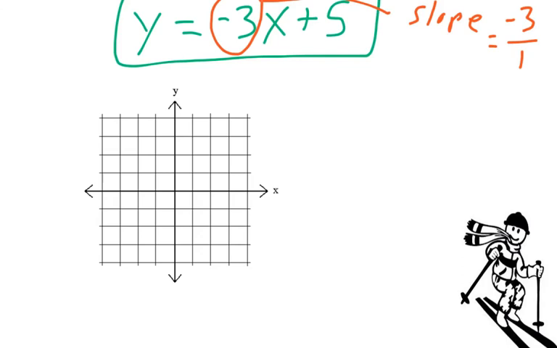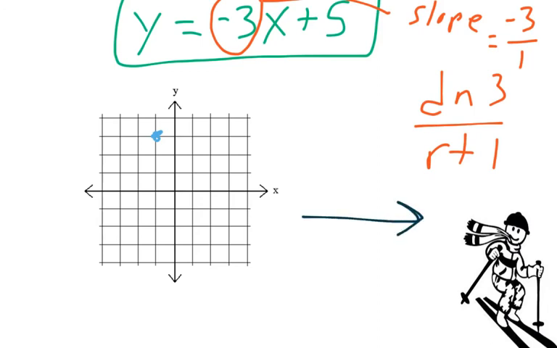So the slope is negative 3. Let's say I have a point right there. The slope is negative 3 over 1, so that means I'm going down 3 and right 1. Again, always right 1. You always go from left to right like you're reading a book. So from this point, I'm going to go down 3, right 1. There's another point. I can do it again. Down 3, right 1. There's another point.